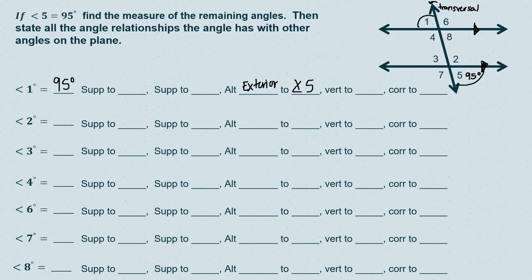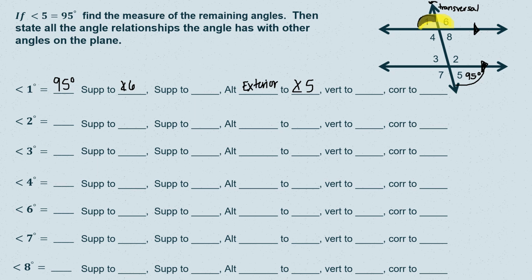Let's see what the other angle relationships are here. All right, so then it says supplementary to and supplementary to. So what two angles is angle 1 supplementary to? Well, we know supplementary angles are created from straight angles. So a straight angle is the angle that splits 1 and 6. So angle 1 is supplementary to angle 6, and angle 1 is also supplementary to angle 4.